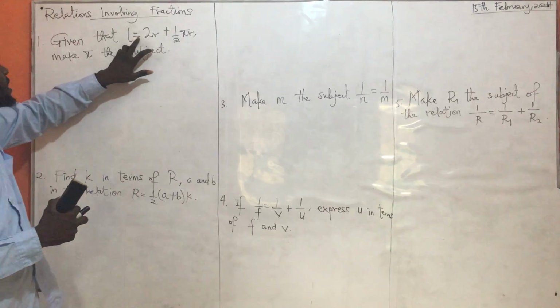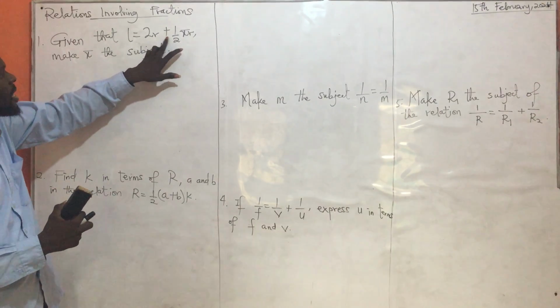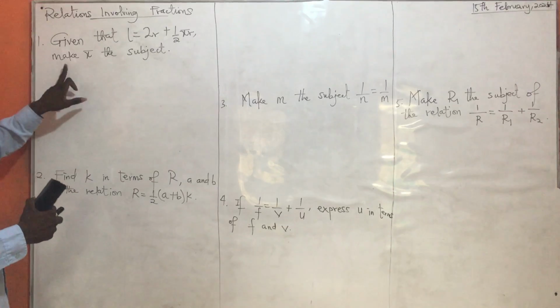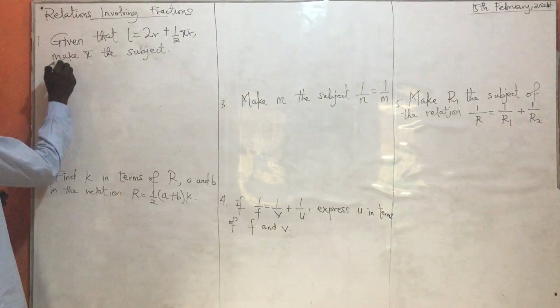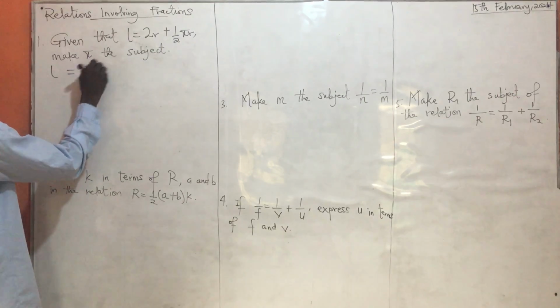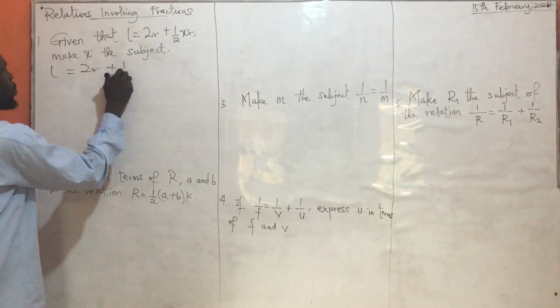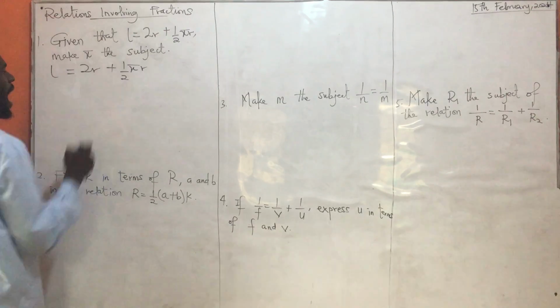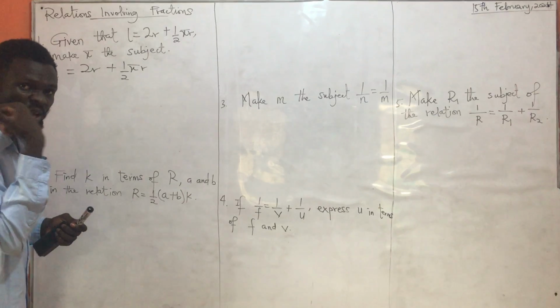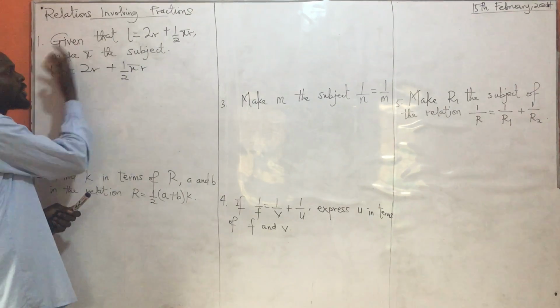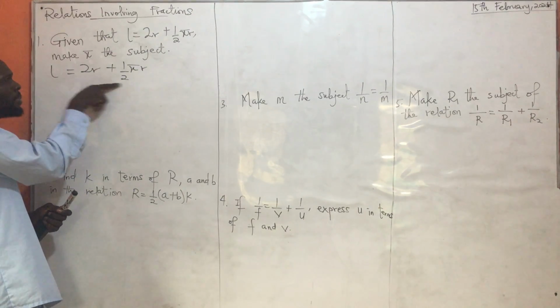Given that L is equal to 2r plus half pi r, make pi the subject. So this is the relation we have been given. L is equal to 2r plus half pi r. So we are making this variable the what? The subject.